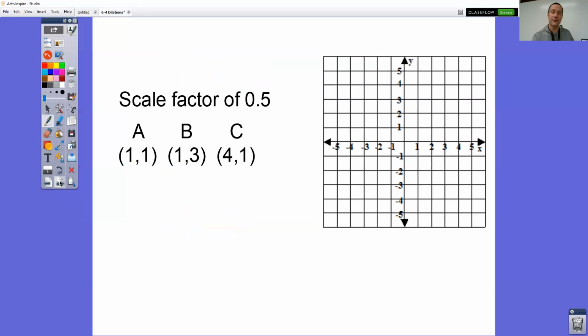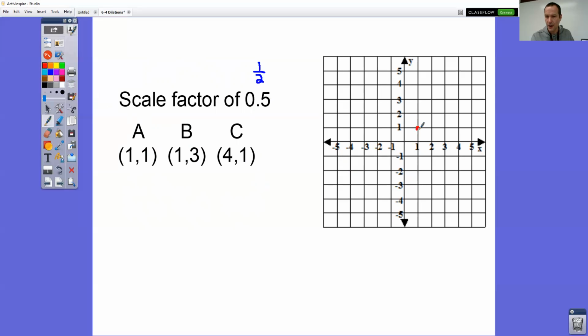Now this one, in the previous one, our picture got bigger because we had a scale factor that was bigger than 1. In this one, we have a scale factor that is less than 1. We have 0.5. Now remember, they might not give you 0.5. They might tell you that it's 1/2, and you would have to do 1 divided by 2 to find your 0.5. But our new picture is going to get smaller. So let's draw our original one first.